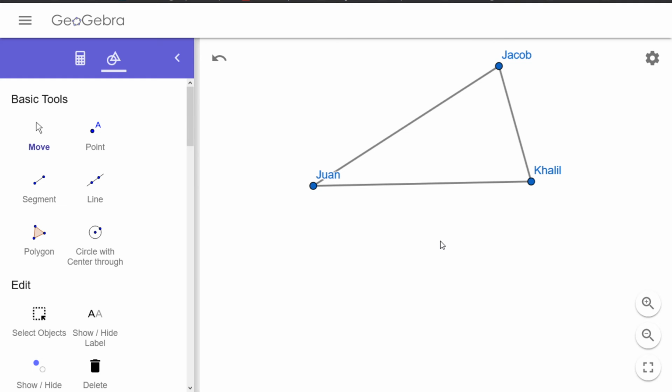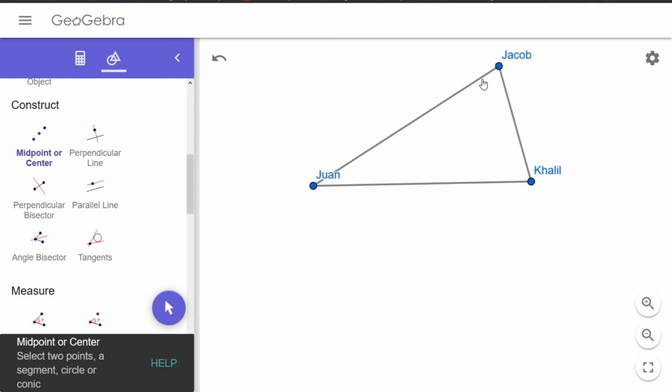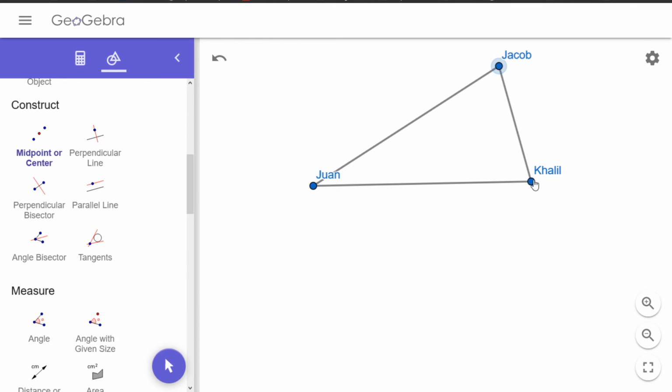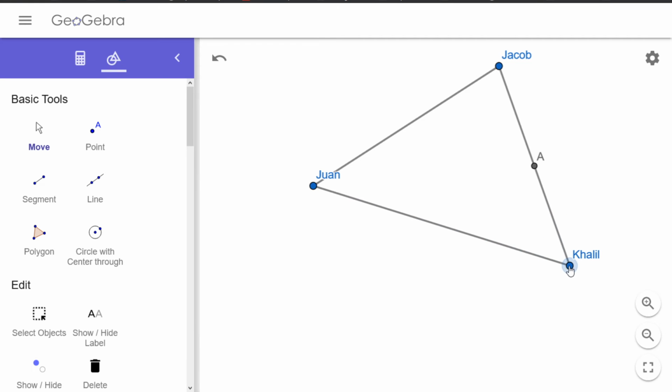What do we connect when we make a median? Vertex to midpoint. We have vertices. Now we need to find a midpoint. I'm going to use the midpoint tool. And all I have to do is connect Jacob and Khalil, and then I put a point in between. That's the midpoint. If I drag, still the midpoint, right?